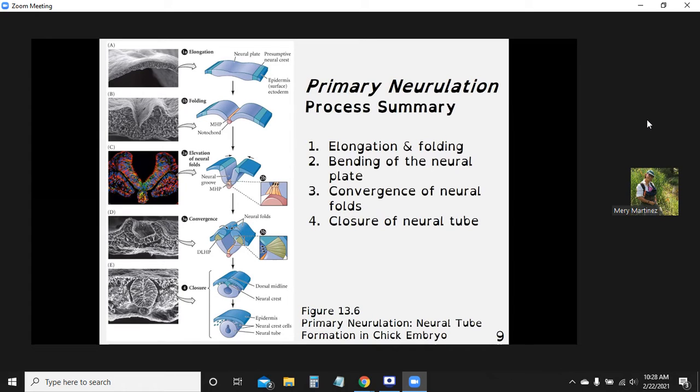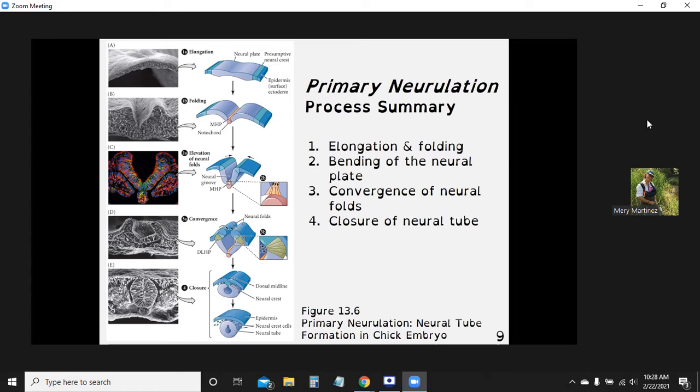This is a summary of the primary neurulation, okay? So this is our neural plate. On the edges, we have the presumptive neural crest cells, and at the exterior, we have the epidermis. What will become epidermis eventually is also presumptive. So we're going to have an elongation first, okay? And this occurs at the anterior portion of the rostral caudal axis, okay? So at the anterior portion, and it moves to the back.